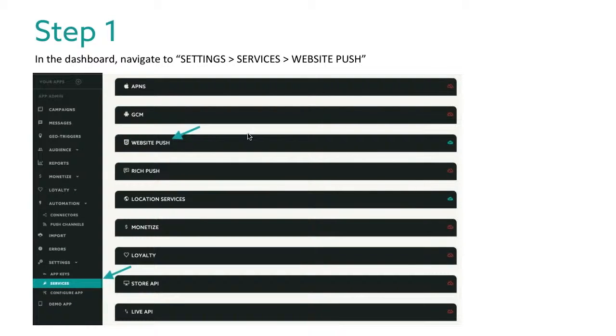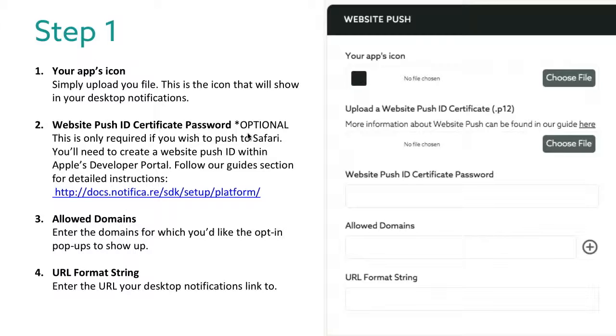First, you log in, and go under settings, services, website push. Once you click on that option, you're going to get the screen that you see on the right side of the screen here. Basically you have 4 different fields to fill out. First one, your app's icon. That's the logo that's going to show up with the desktop notification. So you probably want to add your company logo. In our case, you saw we have the Notificare logo there. It's going to be used on all of your desktop notifications.